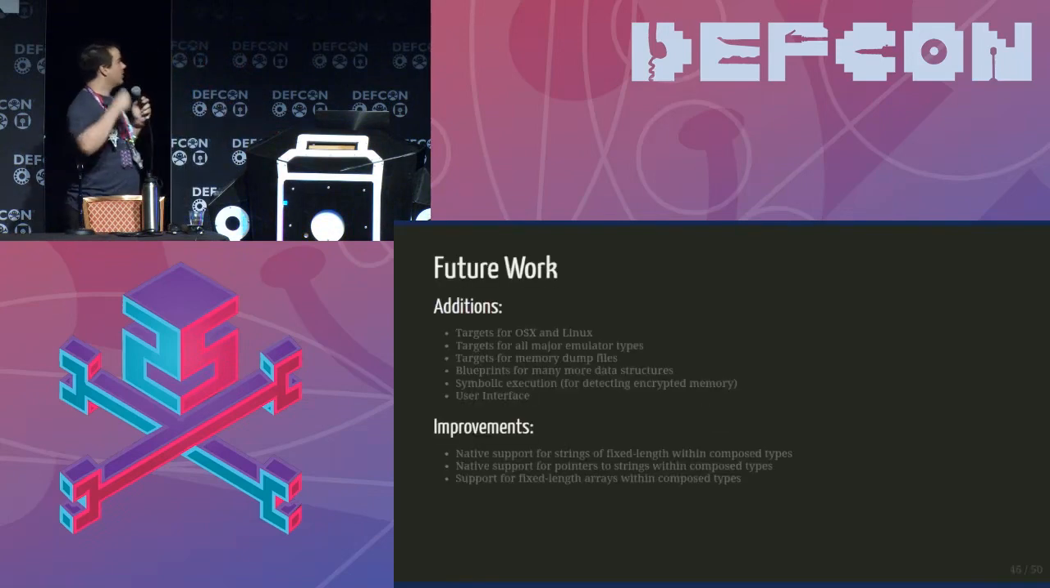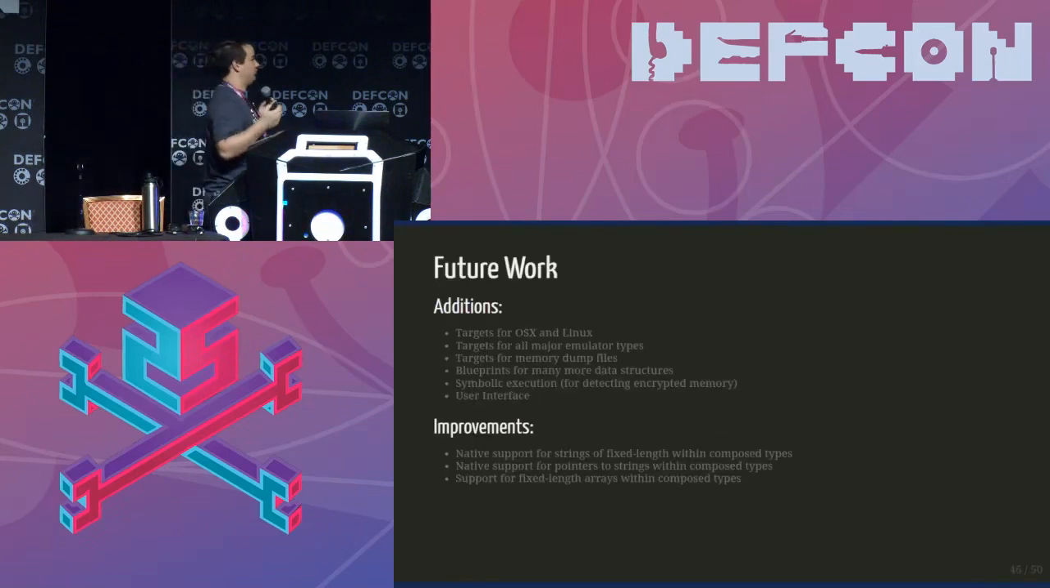So future work. I want to add a lot of stuff. So targets for OS X and Linux, where we just implement that same interface but for these different operating systems, and theoretically it should compile. We're using CMake, we're using nothing Windows specific except for in the Windows scanner target. So if we add targets for OS X and Linux, everything should work. So I want to do that.